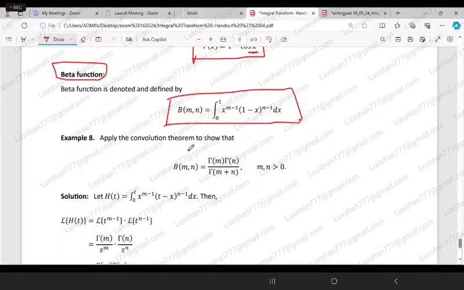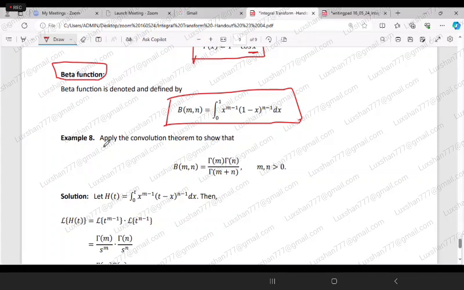Okay, so when you study mathematical methods in your special degree in mathematics, you will study a function called the beta function. Already we have studied the gamma function. Can you remember when we studied the gamma function in our first lecture? So here we are introducing the beta function.